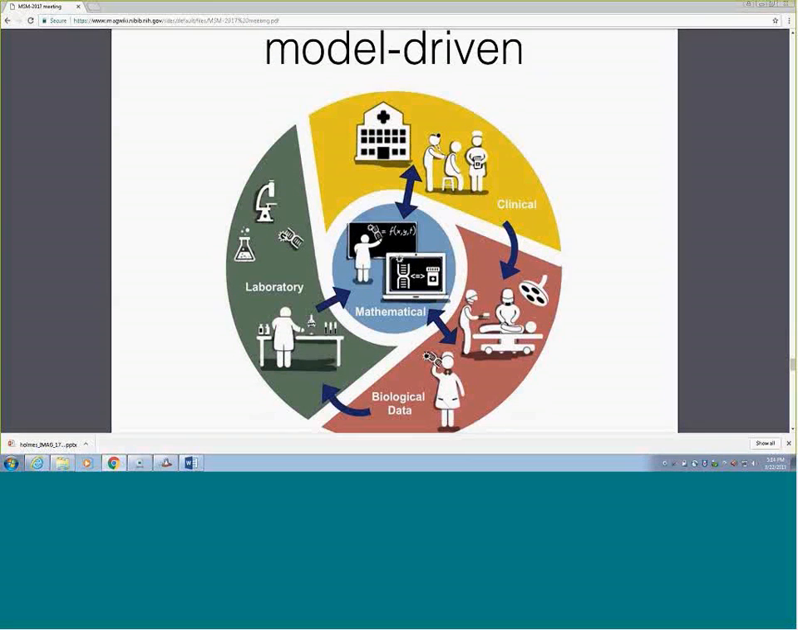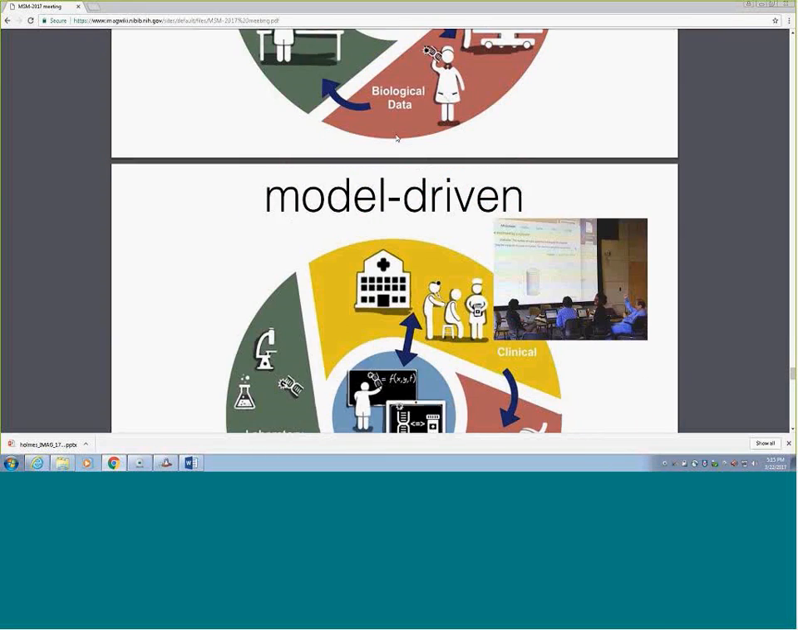And I'd like to highlight that this is a very model-driven approach. We like to use mathematics as a way to incorporate multi-scale, multi-level data that comes from the biological experiment, but also from clinical data that can be fed back into the laboratory and into the mathematical model, a model that could make predictions in order to personalize treatments for specific patients in the clinic. That's one of the advantages of this approach.